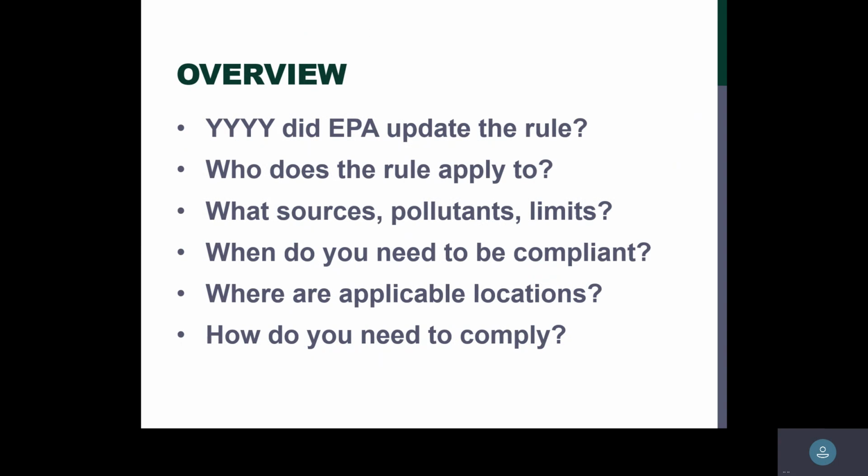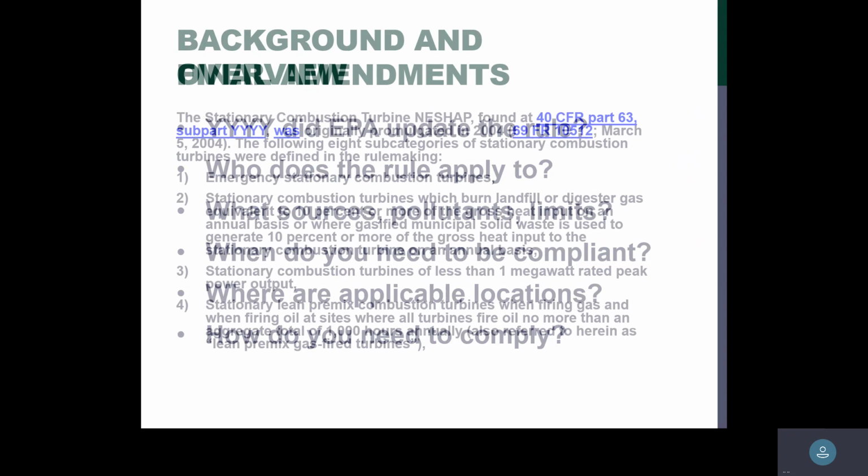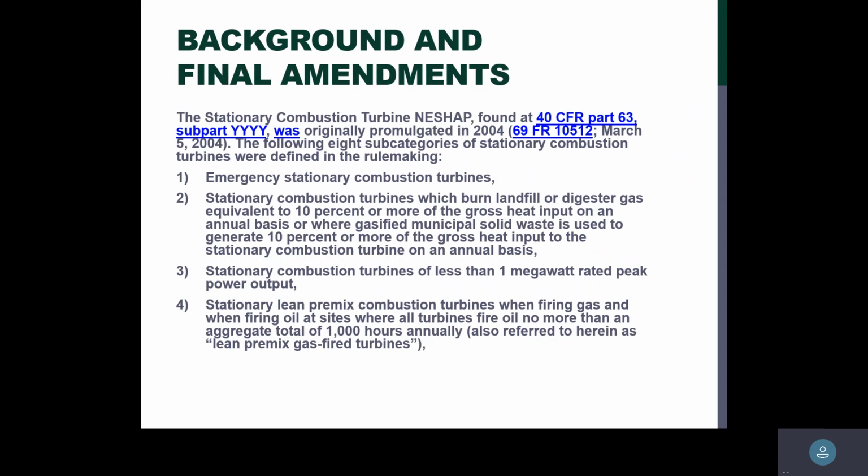So we'll briefly touch on why the EPA updated the rule. Who does it apply to? What are the sources, the pollutants, and the limits? When do you need to be compliant? Where are the applicable locations? And what's the best way to comply with the method?